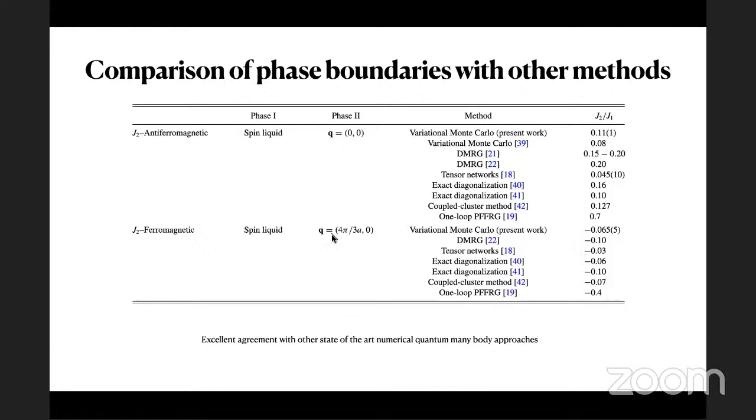On the ferromagnetic side, when you go into the square root 3 magnetic order, the picture seems to be in a more narrow region, and the methods agreed. So DMRG gives you around minus 0.1, and coupled cluster again seems to be in very good agreement with VMC. There is some reasonable window within which different methods are now predicting the transition, and our estimate lies pretty much within that.